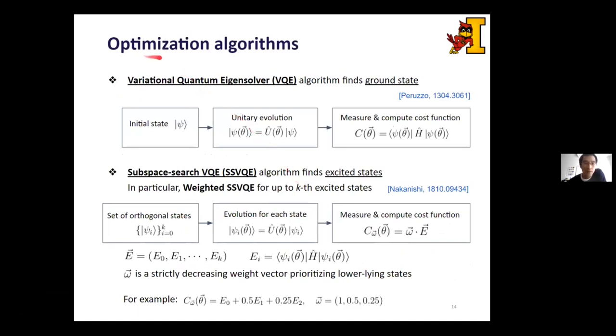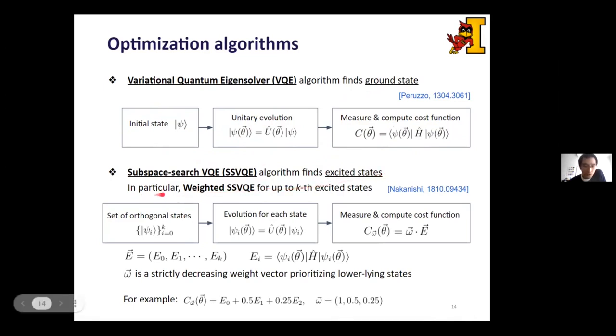Speaking of the optimization algorithm, the variational quantum eigensolver has been a standard algorithm used in chemistry, and it enables us to find a ground state. You begin with an initial state, pick a unitary ansatz to evolve your initial state to some final state, and then you measure the cost function, which happens to be the expectation value of the Hamiltonian. This is repeated until you reach convergence. And recently we have the subspace-search VQE, SSVQE, in 2019. It helps to find the excited states.